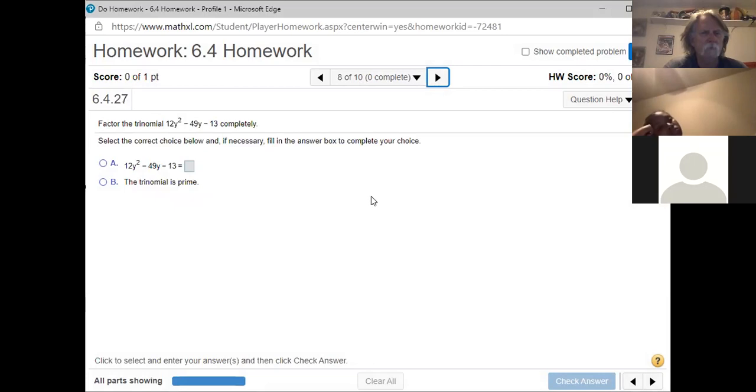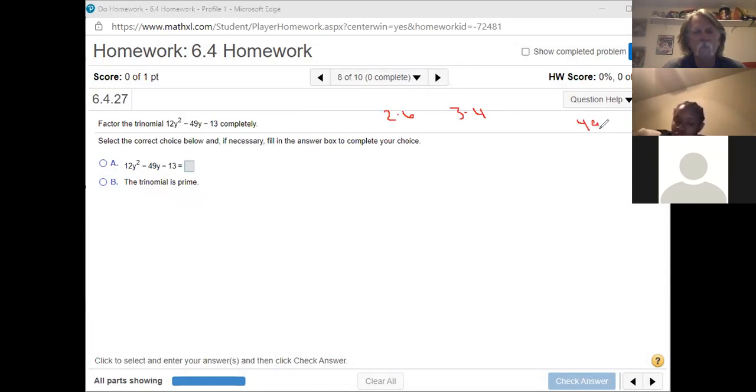All right, 13 is a prime number. But 12 is maybe the worst thing you can have. 2 and 6, 3 and 4. We got to end up with a 49. Okay. So 2y, 6y.